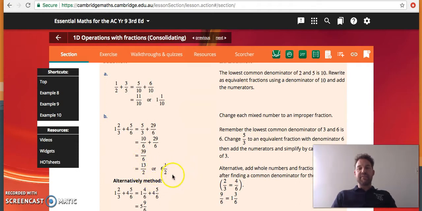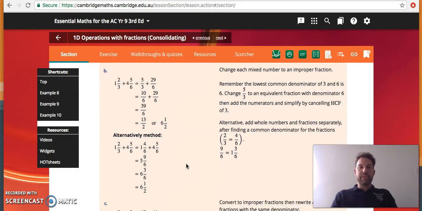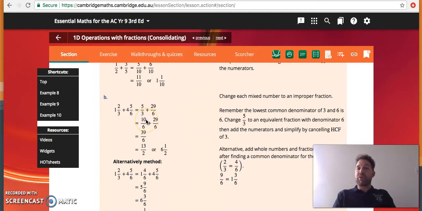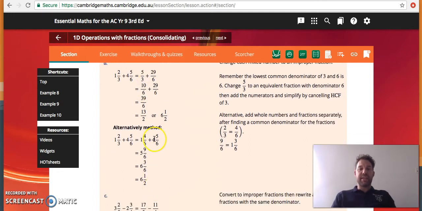The last step I've done is just to revert that back to a mixed number because it's an improper fraction. So 2 goes into 13 6 times. 6 times 2 is 12, so that means there's 1 left over, 12 to 13, and so that's 1 over 2. The denominator remains the same. There is an alternative method there. Have a look at it if you want to keep them as mixed numbers. I like changing them to improper fractions, but check out this method if you prefer.